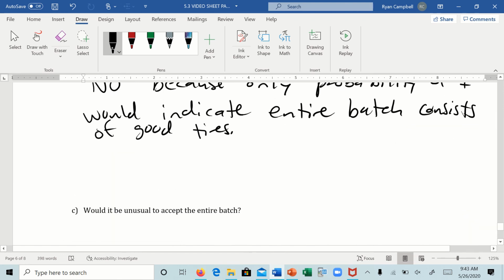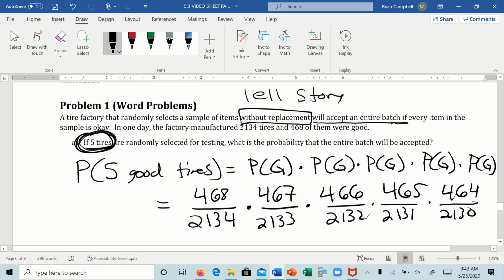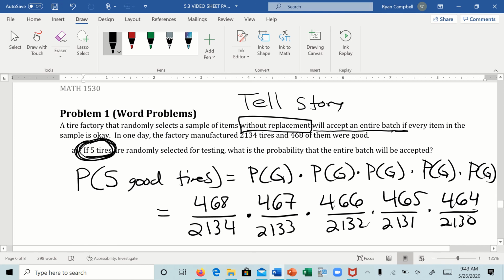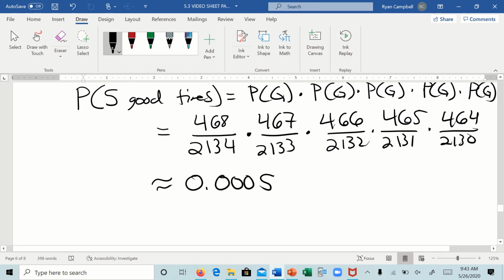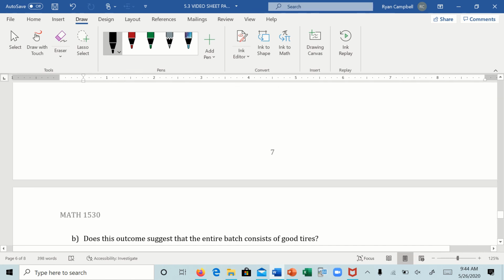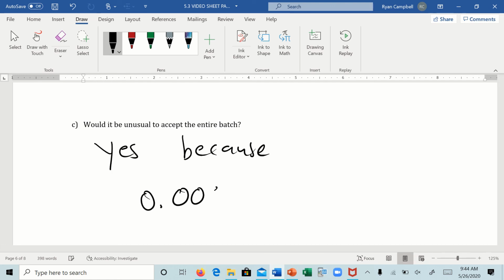Would it be unusual to accept the entire batch in this case? We said if we are accepting an entire batch, it's when every sample is okay. And we saw that that probability is 0.0005. So would it be unusual to accept an entire batch? Absolutely, right? This is a very small probability. Specifically, yes, because 0.0005 is less than 5%, right? 0.05.